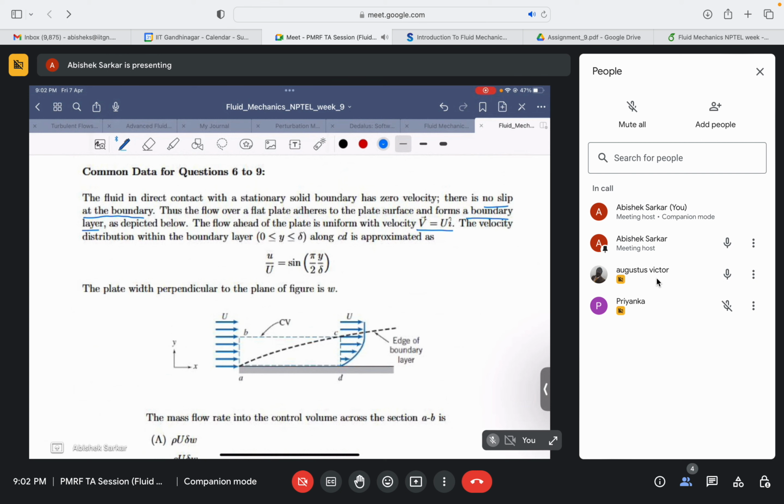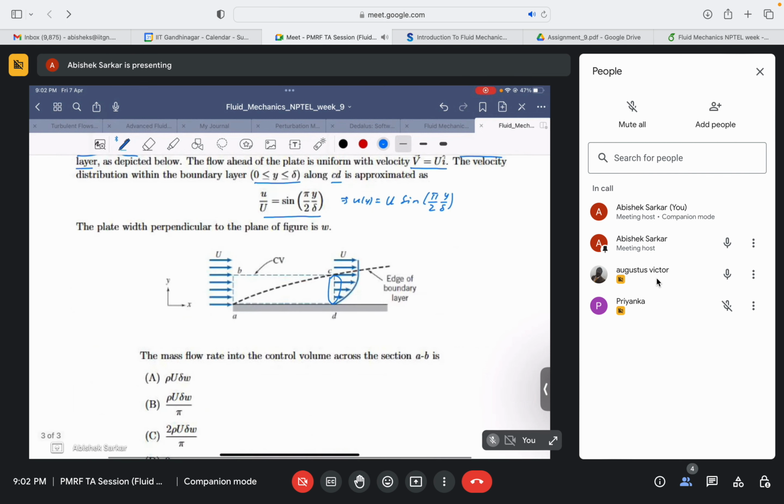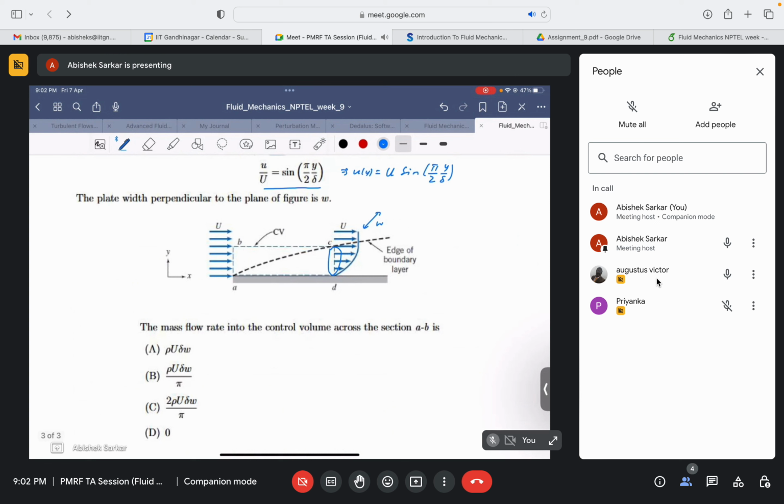The velocity distribution within the boundary layer in this range along CD is approximated as u by U is equal to this. This is the velocity profile at the exit. So you can essentially write it as u of y equal to capital U sine of pi by 2 y by delta. And the width perpendicular to the paper is given by W. They have also shown us the control volume. This is the control volume.